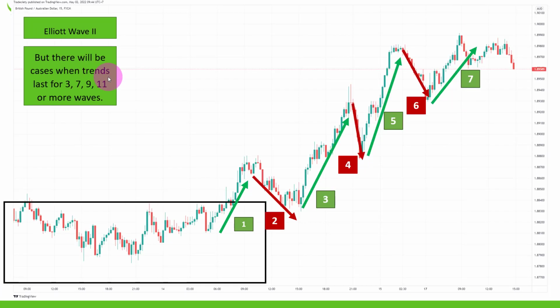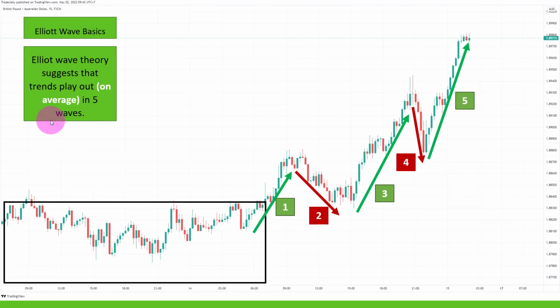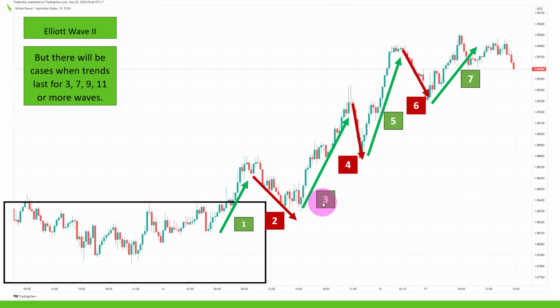However, the big problem that many Elliott wave traders have is that they take it too literally, and I think the key message here is really on average. And trends can obviously last also sometimes for only 3 waves, but they can go on for 7, for 9, for 11, or for more waves. And I think that is where a lot of traders struggle with Elliott wave, because they are not discretionary enough. And there are situations where trends can go on for a long time. However, I think that there's also a lot of value in the underlying message of what Elliott wave suggests.